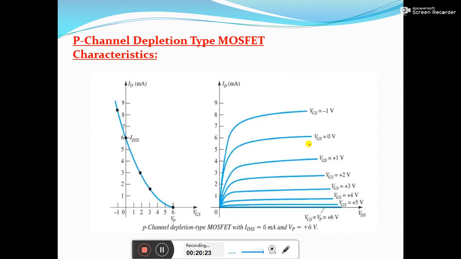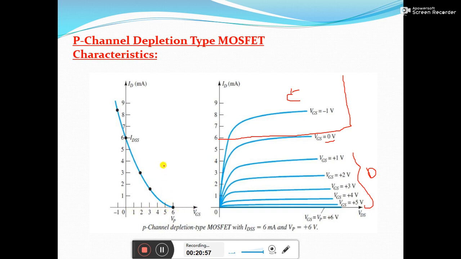To operate the P channel MOSFET, so here you can see, the region above 0 volt means -1, -2, -3, -4. These are nothing but enhanced mode. And the region below 0 volt, that is plus VGS values. These regions are known as depletion mode.